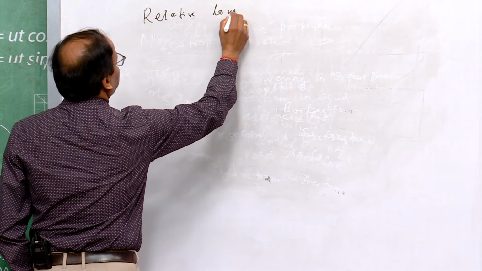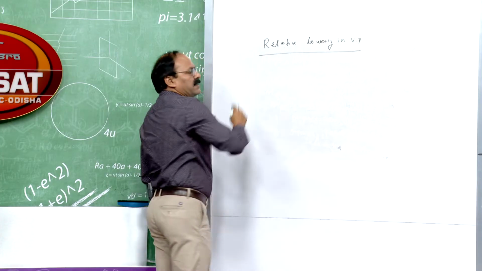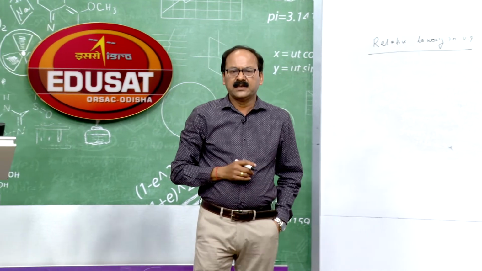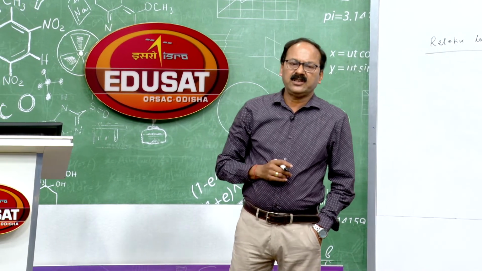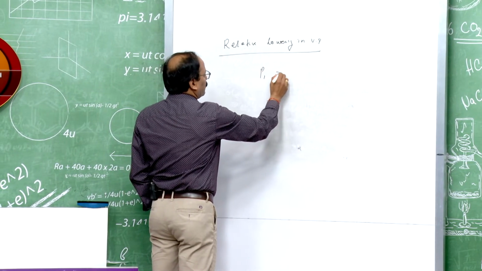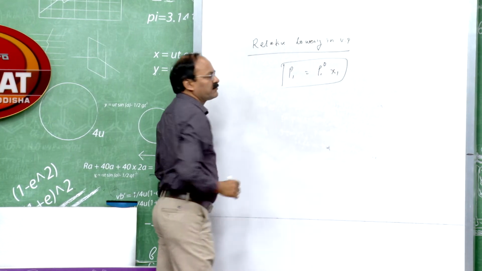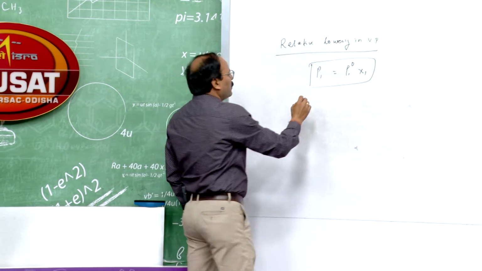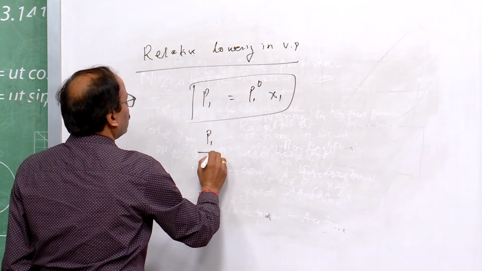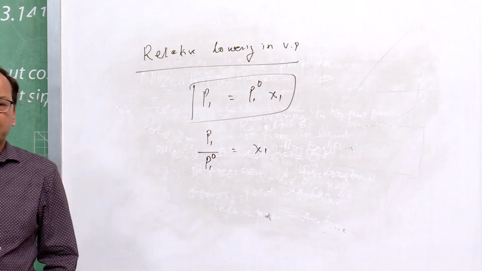We will go one by one. Relative lowering in vapor pressure: according to Raoult's law, the vapor pressure of a solvent in a solution decreases, and the vapor pressure of the solution P1 is equal to P1⁰ x1. This is from Raoult's law. Now, P1 by P1⁰ is equal to x1, where P1⁰ is the vapor pressure of the pure solvent.